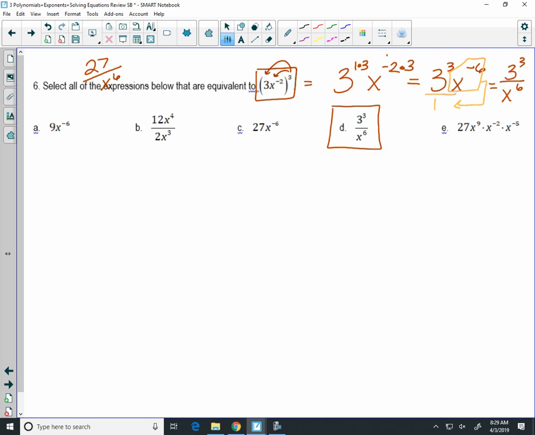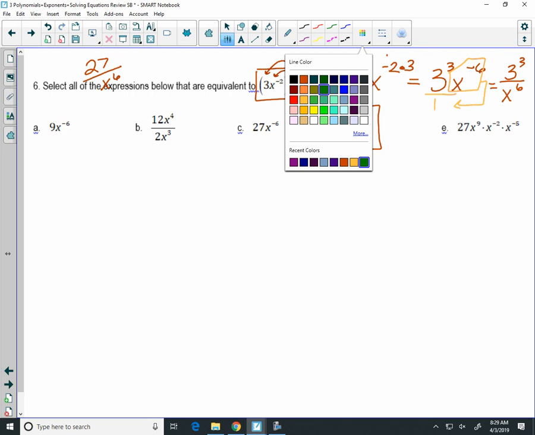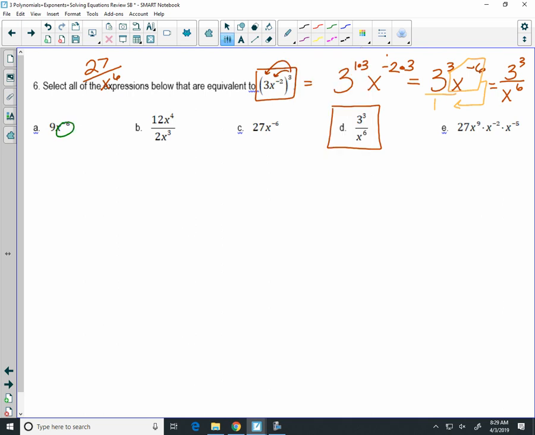So this one is 9x to the negative 6. The only thing you can do to fix this one is drop that to the denominator, so in final form it would look like that. 9 is not the same as 27, so not an answer. Here, 12 divided by 2 is 6. X to the 4th, here we would subtract those, so that would just be x to the 1st. So that's also not an answer.